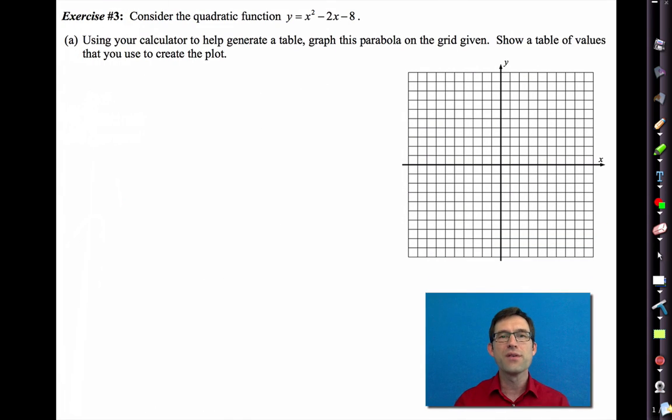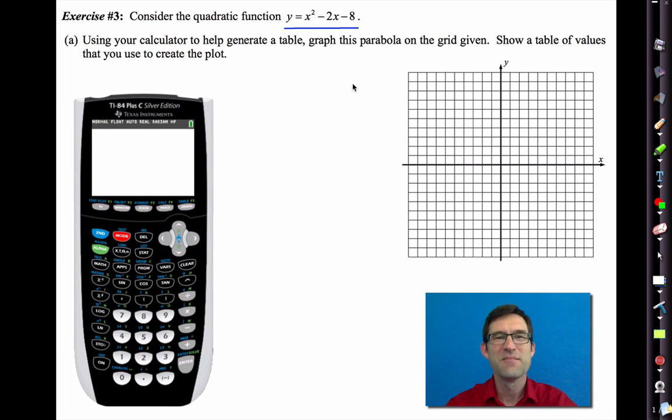All right. Now I know this isn't exactly how the worksheet looks, but that's okay. We've got a parabola, y equals x squared minus 2x minus 8. And we are totally going to use our calculator to help us on this. There aren't a lot of tricks with parabolas. With lines, you need to know the y-intercept, you need to know the slope, and then you can run with it. But with parabolas, there's nothing that beats a table of values. So let's do this. Let's bring up our calculator. There it is, my favorite, the TI-84 Plus.